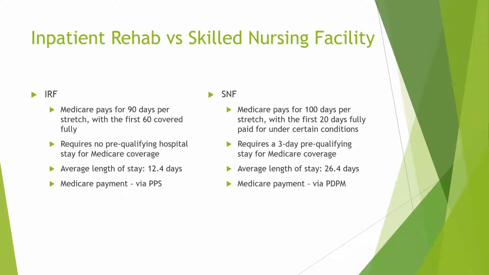So let's back up just a moment, looking at inpatient rehab versus skilled nursing facility. In the inpatient rehab, Medicare pays for 90 days of coverage per stretch, with the first 60 days covered fully. Again, this requires no pre-qualification and no pre-qualifying hospital stay for Medicare coverage. The average length of stay in most inpatient rehab facilities is 12.4 days, and the Medicare payment is via PPS.